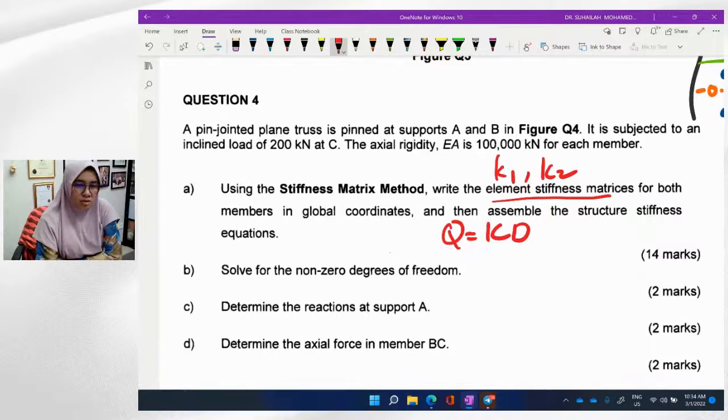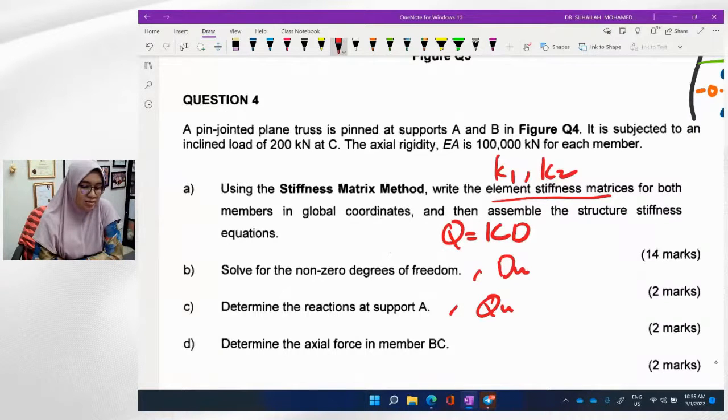Okay, there's no Q naught because there's no effect of temperature as well as fabrication error. So for the non-zero degree of freedom, du means unknown displacement. Determine reaction at support A. This means QU at support A, so it depends on the level that we put at support A.